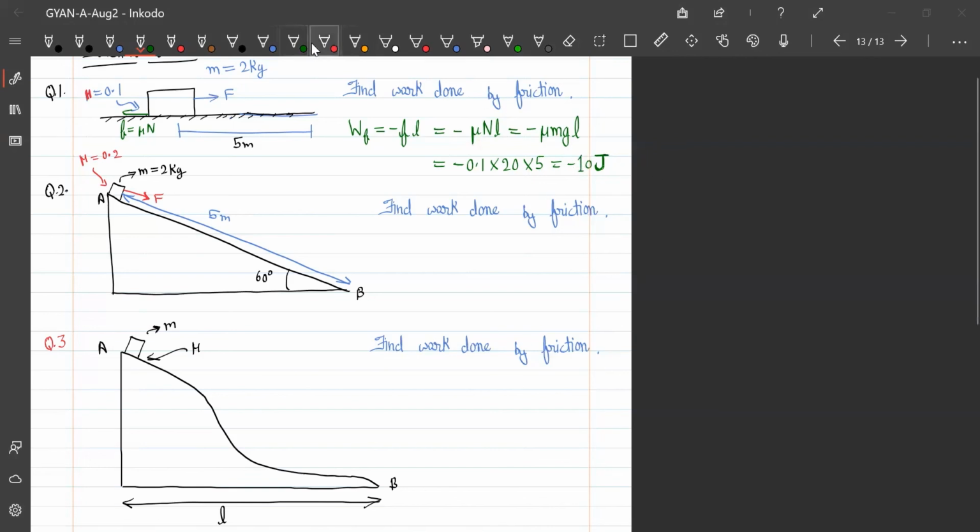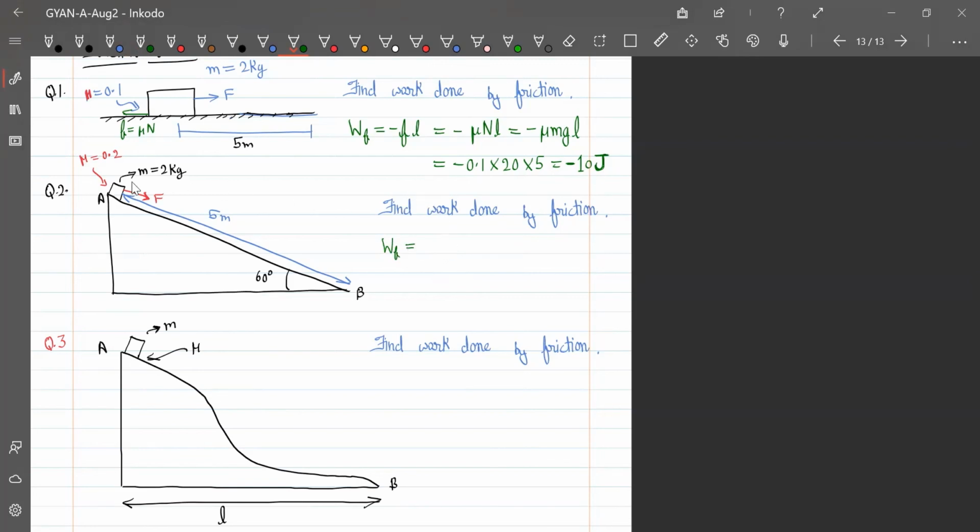Nirvit, what is the answer you are getting? Minus 10 joules. And the second one is also done? Yes. How much is coming? Minus 10 joules.